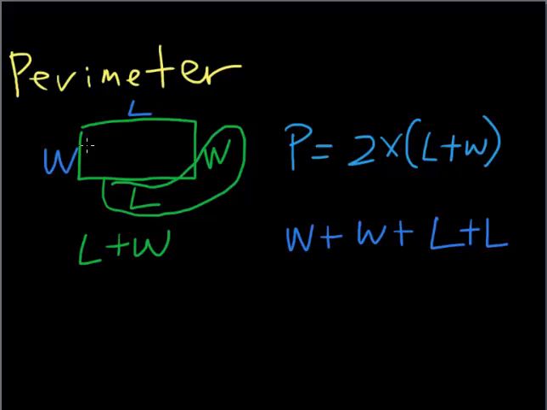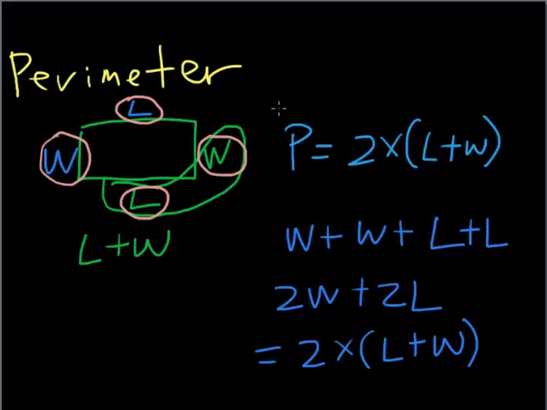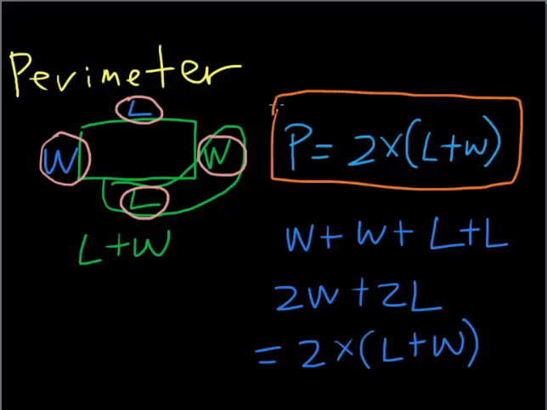There is the width, here is the width, here is the length, here is the length. You add it all up, and you have 2 width plus 2 length. That's the same as 2 times (length plus width). But you really just need to remember this part. I'm just explaining to you how you got there, but all you really have to do is remember this part. The perimeter, you just add it all around, is equal to 2 times (length plus width).